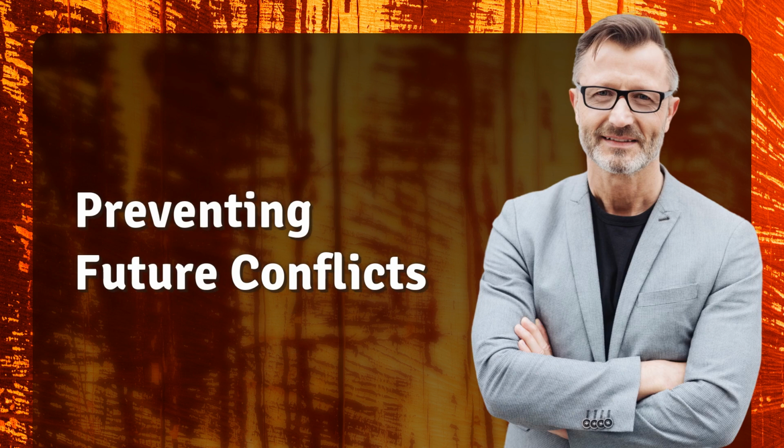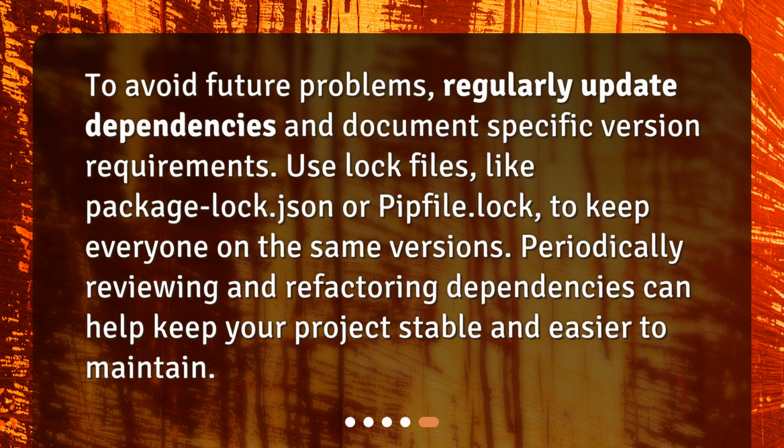Preventing future conflicts. To avoid future problems, regularly update dependencies and document specific version requirements. Use lock files like package-lock.json or Pipfile.lock to keep everyone on the same versions. Periodically reviewing and refactoring dependencies can help keep your project stable and easier to maintain.